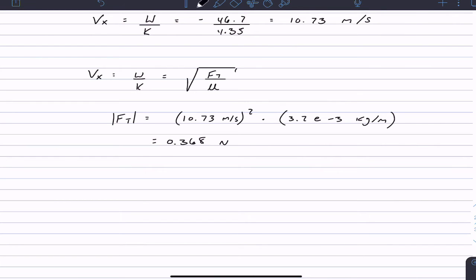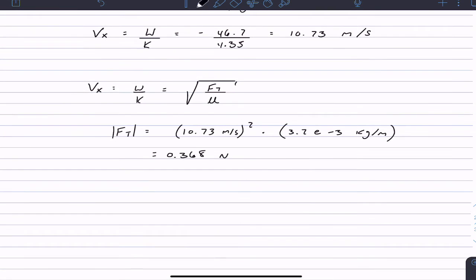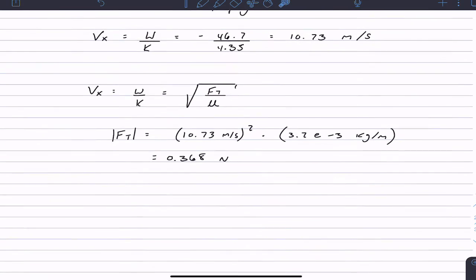The derivation for this relationship is given to you on page 495, just in case you want to check that out and see why we can actually do this. It's kind of interesting to go through it, so I recommend it if you have an interest. Okay.